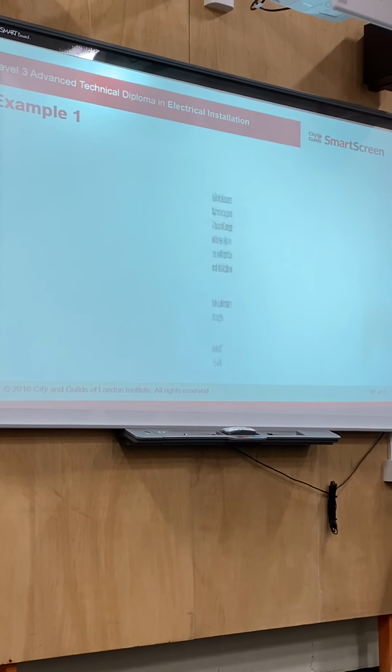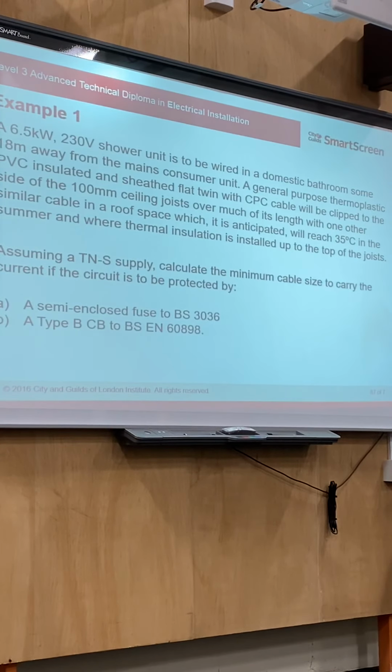So, if we look at an example here, we have a 6.5 kilowatt 230 volt shower to be wired in a domestic situation. Okay, it's going to be wired in thermoplastic insulation with flat sheath cables. Okay, it's going to be clipped direct to the ceiling joists over much of its length. Other than the similar cables in the roof, it's going to be grouped with one other circuit, and it's anticipated it will reach the ambient temperature of 35 degrees C in the summer. Okay.